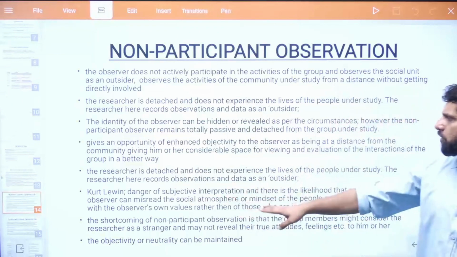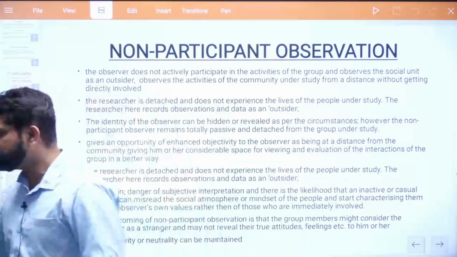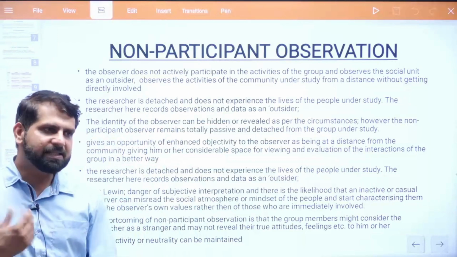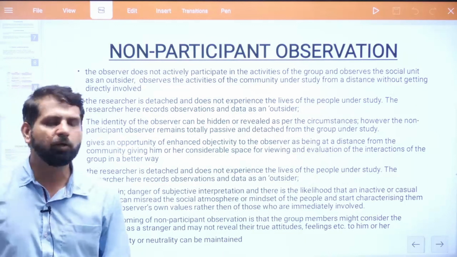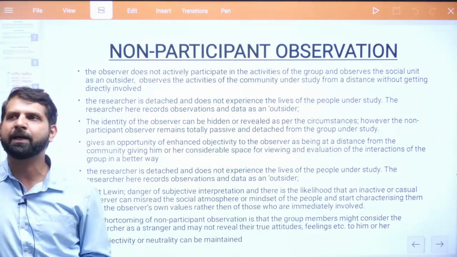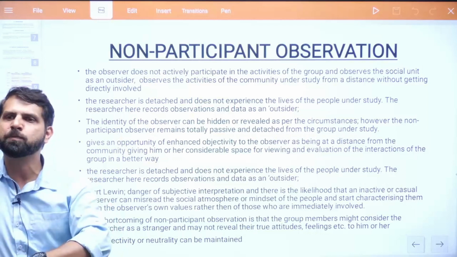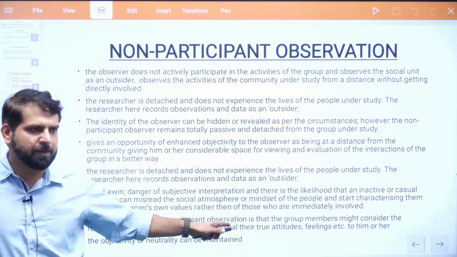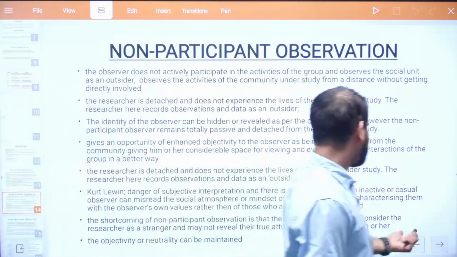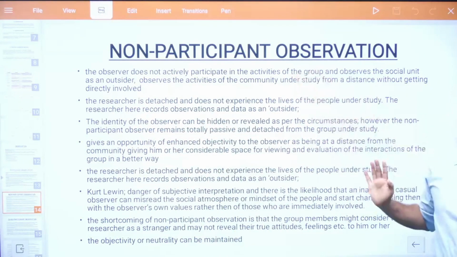Okay. Shortcoming again. If the group members believe that you are not a part of their social life, they can conceal things, they can hide things from you. You will not be able to grasp the insider view or the emic perspective, which is quite relevant in anthropology nowadays. To get an emic perspective, you need to be there with them, to understand those people. But here that is not possible. Okay. The objectivity or neutrality can be maintained, as simple as that. So again, it is the vice versa of participant observation.